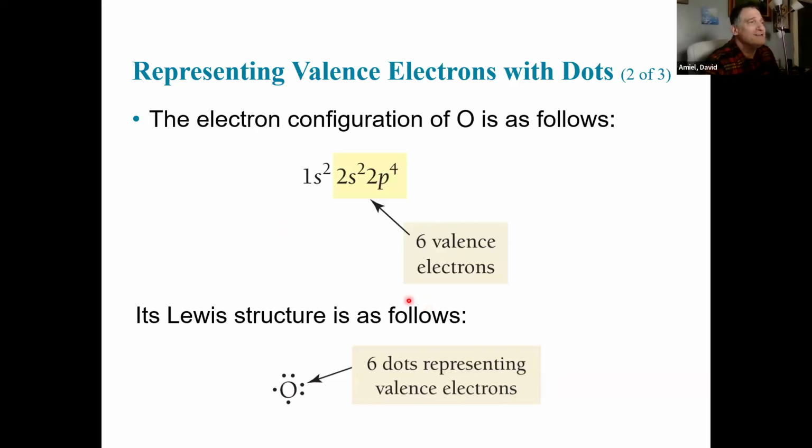We write the Lewis dot structure as follows. We put individual dots to represent each electron. We have 6 total. So you would put 1, 2, 3, 4 single electrons at first, and then use the other 2 to double them up. So we're seeing the 6 valence electrons of oxygen represented as a dot structure.